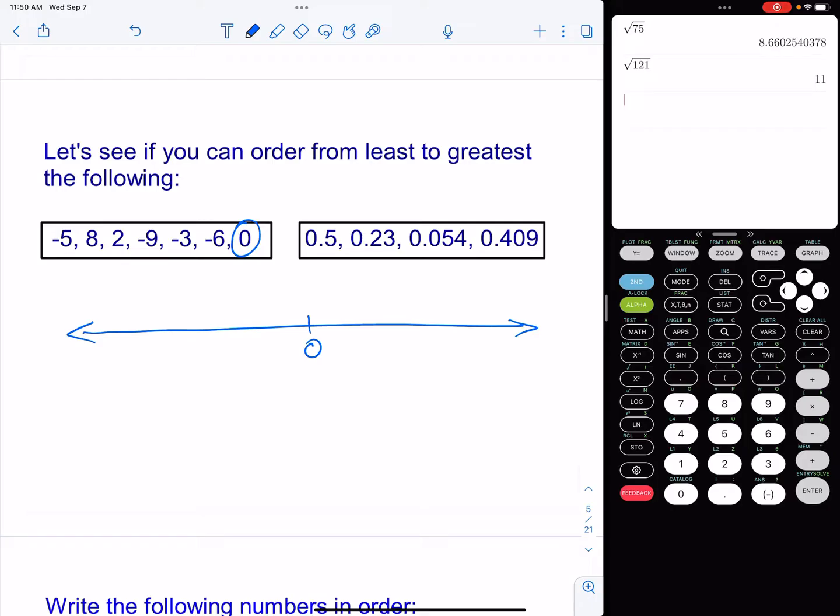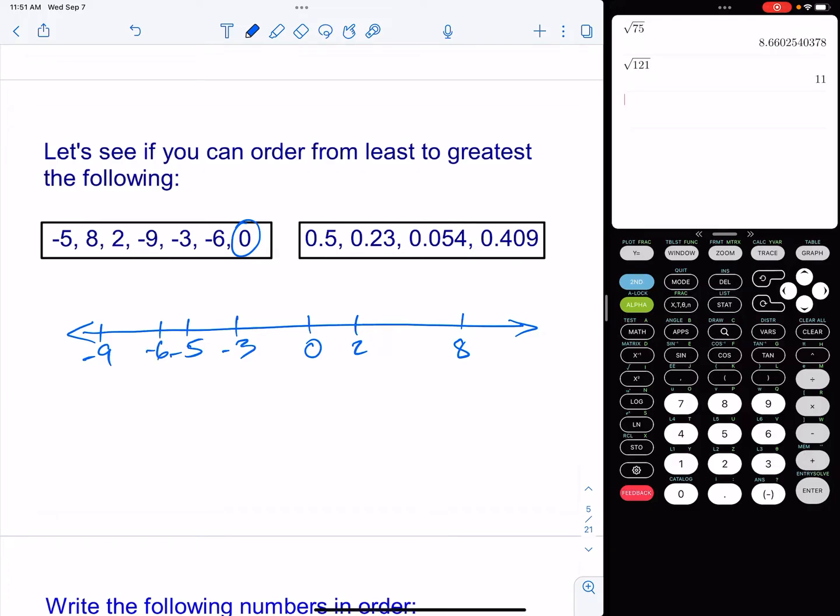Like this first thing's a negative 5. So here's a good spot for a negative 5. Here's another good spot for an 8. I know 2 is going to be closer to 0, but between 0 and 8. You got negative 9. I know it's going to be a little further out than -5. -3 is going to be between our 0 and -5. And then -6 is going to be a little bit further than the -5.